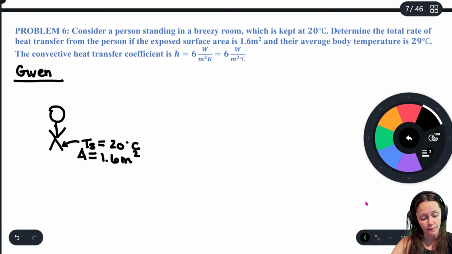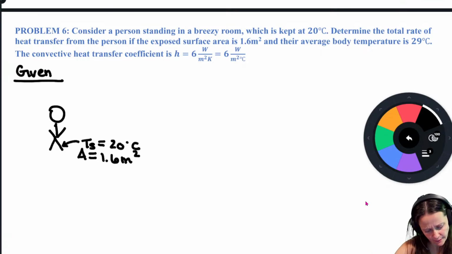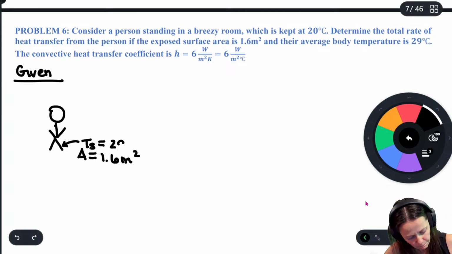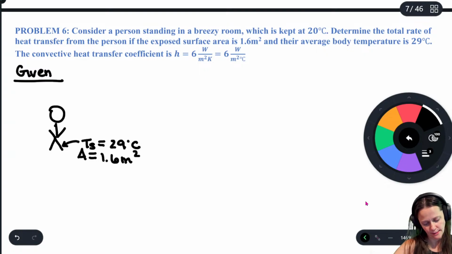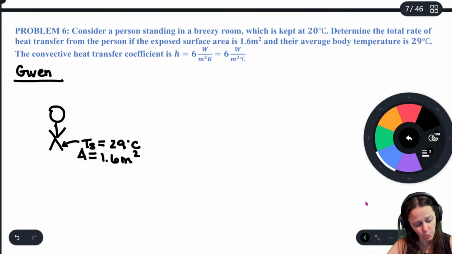Excellent. No, that's a lie. That's totally a lie. Just kidding. I see it down below. Their average body temperature is 29 degrees Celsius. Read.